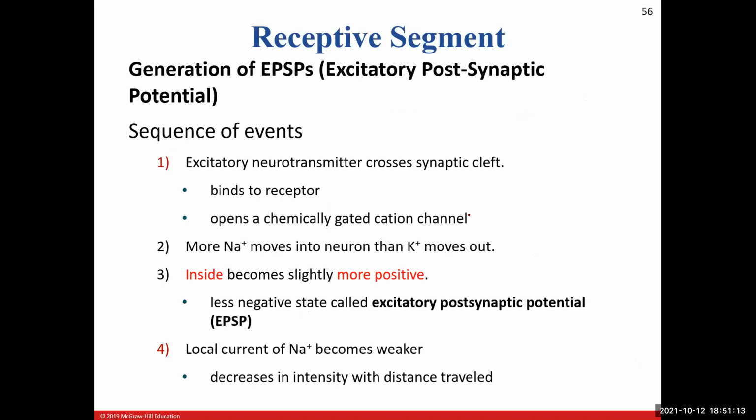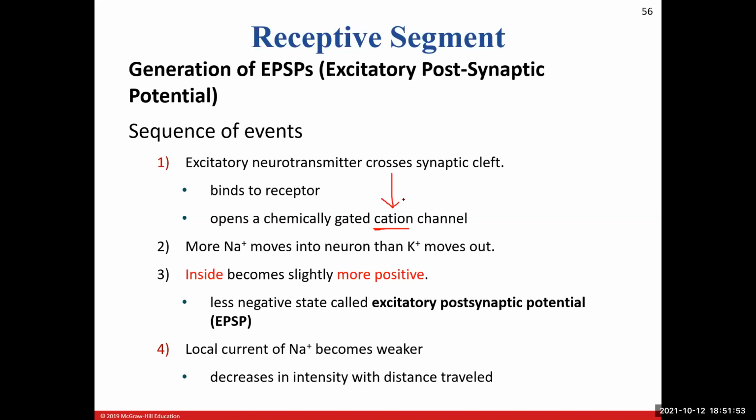So I want to talk to you about how we generate, how we make an excitatory postsynaptic potential, an EPSP. Here's what we see. Our presynaptic neuron releases its excitatory neurotransmitter, and that neurotransmitter diffuses across the synaptic cleft. It binds onto the receptor on the postsynaptic neuron, and it opens up a chemically gated cation channel.